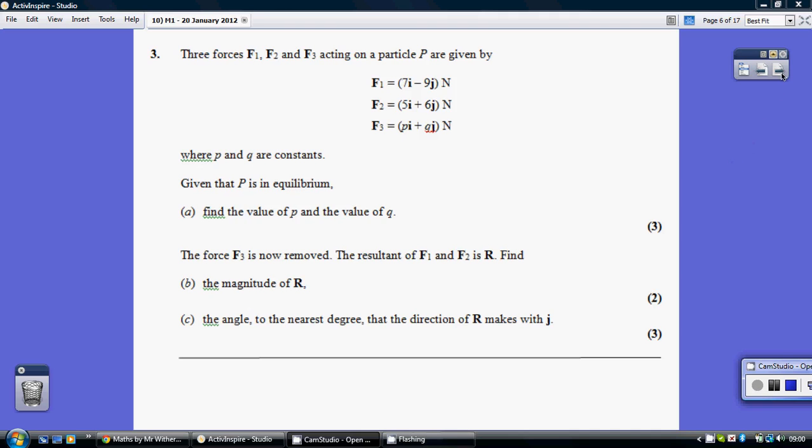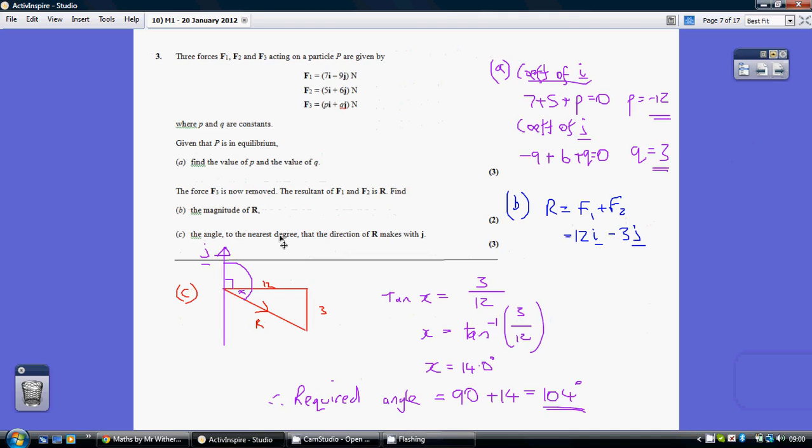Question 3. So a fairly unusual question to come up at M1, but pretty straightforward, I think. So we're just looking at vectors in the context of forces. So for part A, we're given that P is in equilibrium. That means all these forces just cancel out.